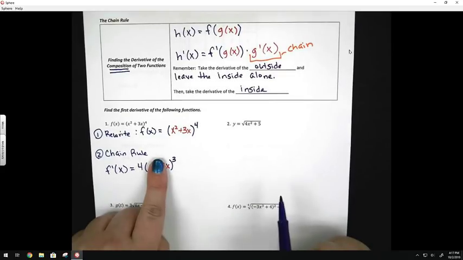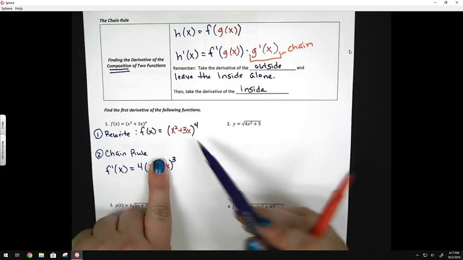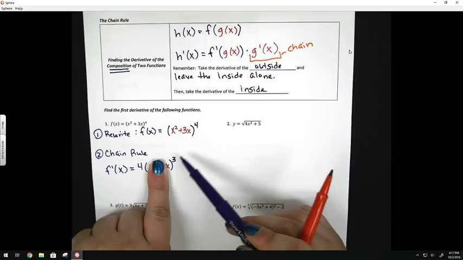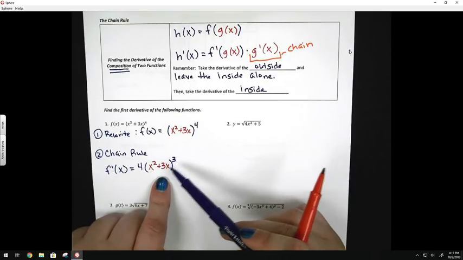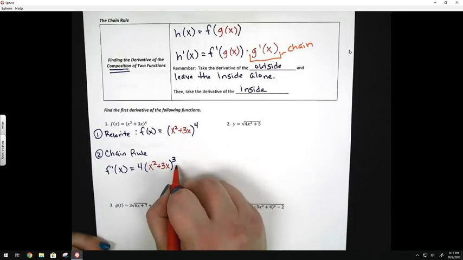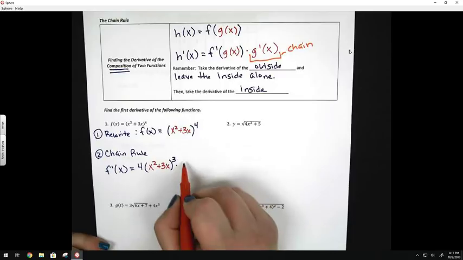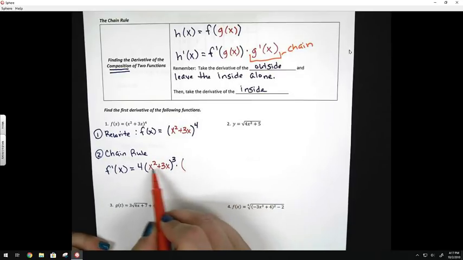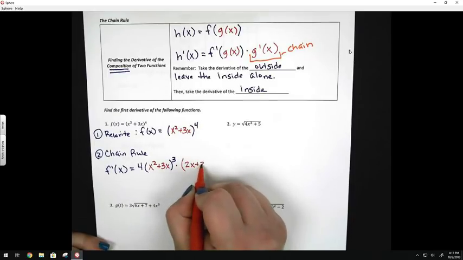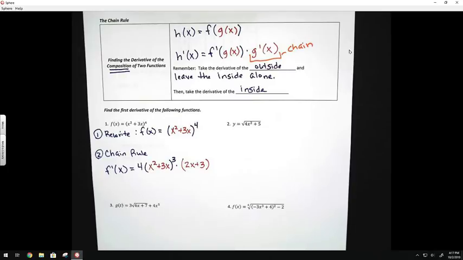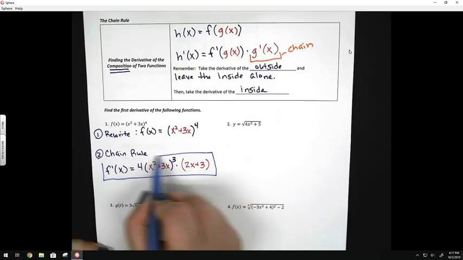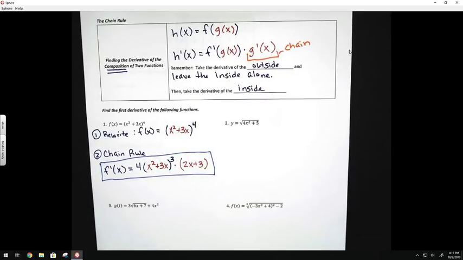Again, if this wasn't even here, if this was just an x, the derivative would be drop the 4 and subtract 1, so 4x to the 3rd. Except it's not x anymore, it's x squared plus 3x. So now the chain rule comes into play, and I'm going to have to multiply by the derivative of the inside. Well, x squared plus 3x, that derivative is 2x plus 3. That's again just some simple power rule. And that's actually just your answer. We're not going to have you simplify anything else from there for right now. All right, that would be your answer.